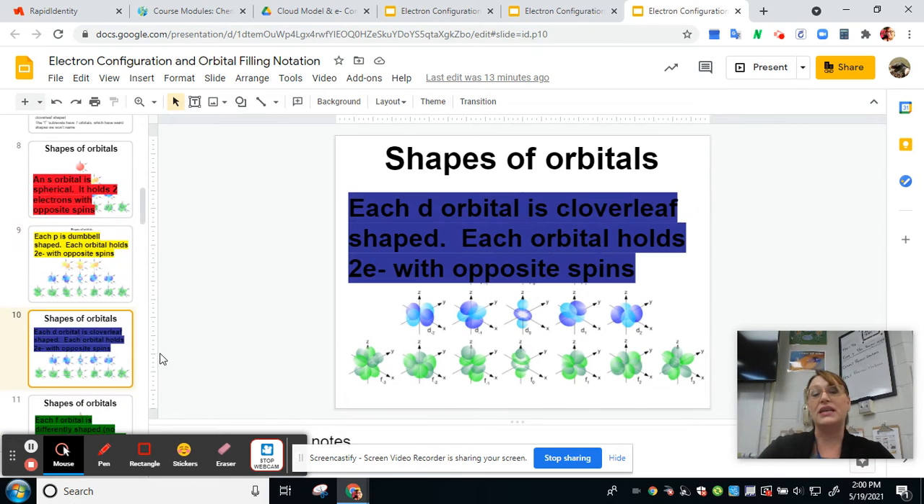Let's look at d's. d's are the clover leaves, and you can see all these clouds kind of have 4 little lobes. So each of those 4-lobed clouds can hold 2 electrons.